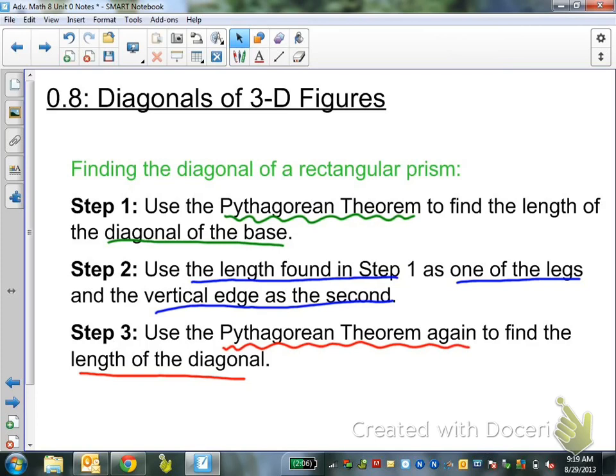If you are doing your Pythagorean theorem and your answer does not come out to be a perfect square, I want you to use a calculator and you're going to round to the nearest tenth, okay?